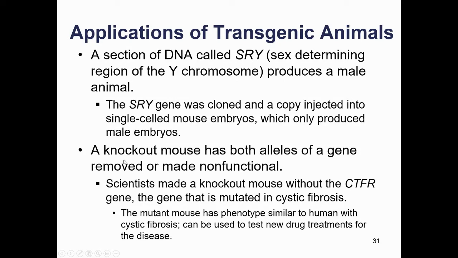So knockout organisms are ones where both alleles of a gene are removed or they're made non-functional. We've knocked out that gene. And we can use those. So a knockout mouse, the example given in the book was a knockout mouse, where the gene for cystic fibrosis is removed or it's knocked out. So don't have that. But the mutant version of the mouse has a phenotype similar to humans with cystic fibrosis.